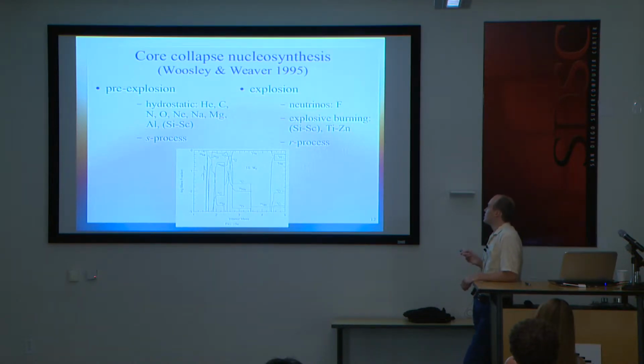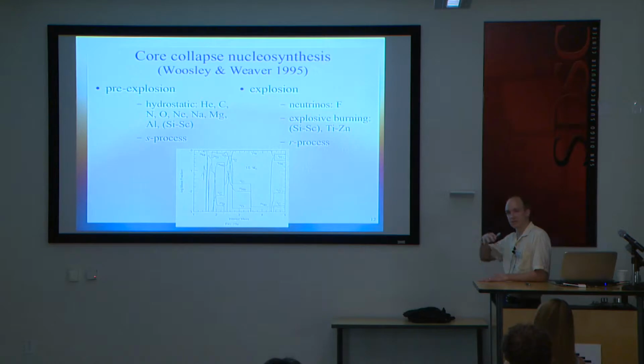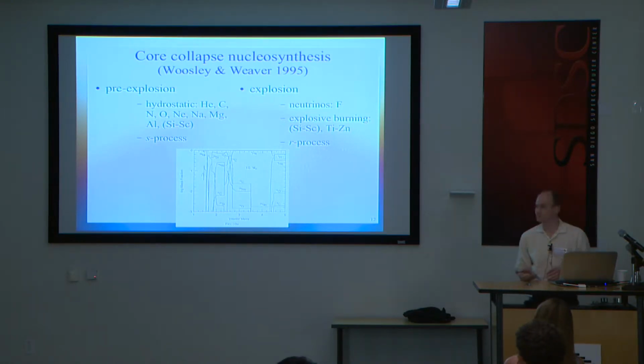In explosive burning, you make some of the iron peak, so some sub-iron peak like silicon to scandium, but you also make some of that in hydrostatic burning. And then titanium to zinc is pretty much all made in explosive burning. It's possible you also get some R process coming out of the explosion too. So you can get some of the beyond iron peak elements coming out of the pre-explosion and some coming out through the explosion. But here you get the S process nuclides, and here you get the R process nuclides.